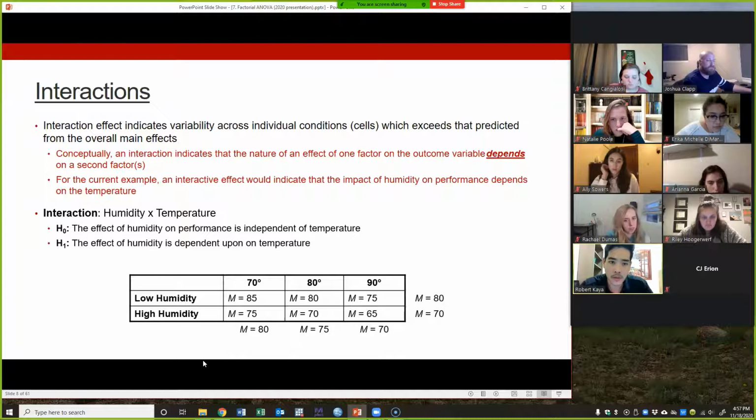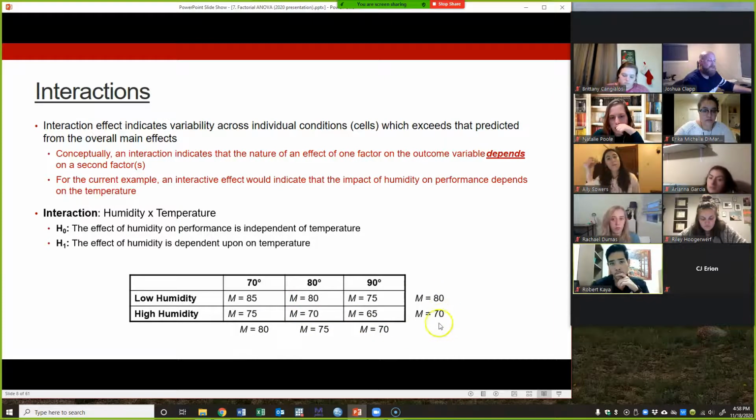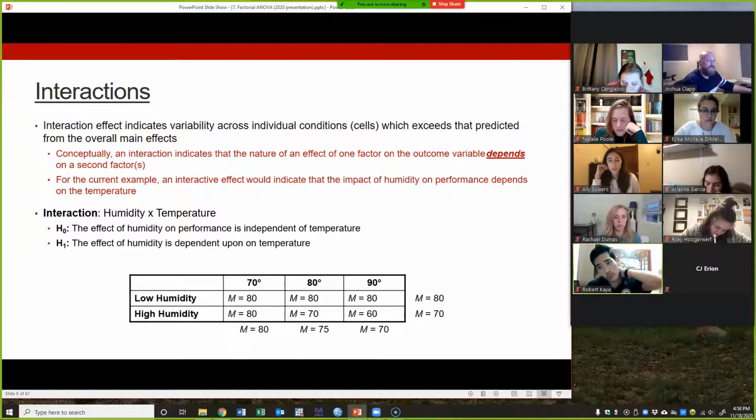Yes. No. It's hard to tell just looking at means a little bit. But if I'm taking a look at my individual cell means, if I'm in the low humidity group, as I go from 70 to 80 to 90, I see a 5-point reduction, 5-point reduction. If I look at high humidity, 5-point reduction, 5-point reduction. If I look across humidity levels, we've got a 10-point drop, 10-point drop. So basically, all the same stuff is going on within my cells. The differences that I'm seeing are fully captured by my main effects here. Okay? But what if I change this around?